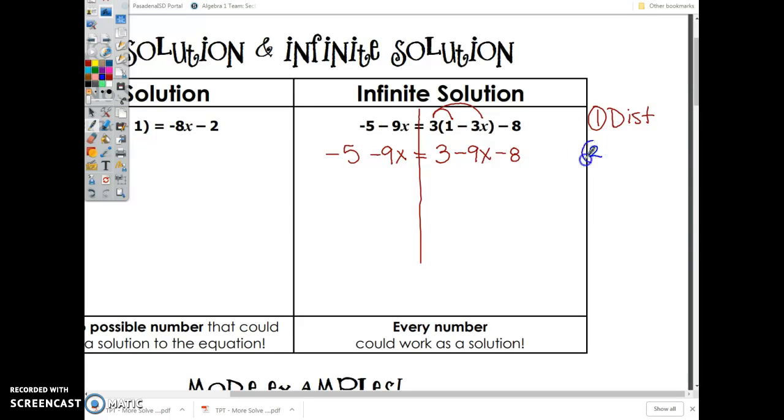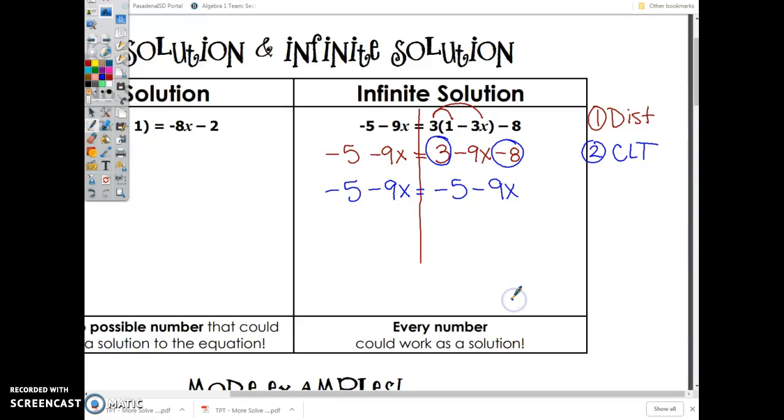Step number 2, combine like terms. On the left side, do these two things look alike? No, one of them has an x, the other one doesn't. On the right side, anything look alike? Which ones? The 3 minus 8 because they don't have x's. So what does 3 minus 8 give you? In the calculator, 3 minus 8 gives you a negative 5. Okay? Everything else comes down. Negative 9x, negative 5 minus 9x.